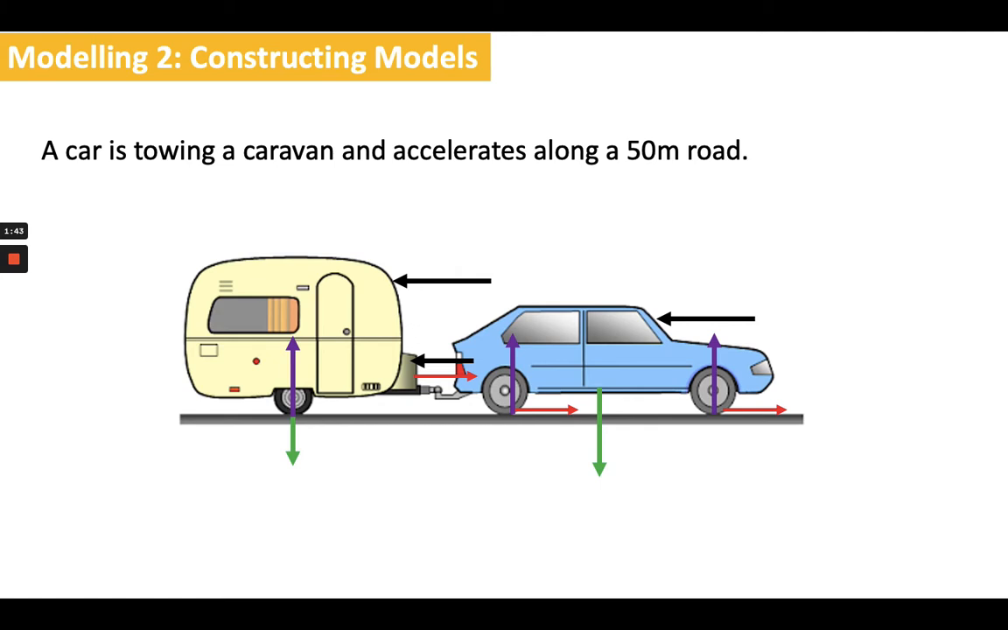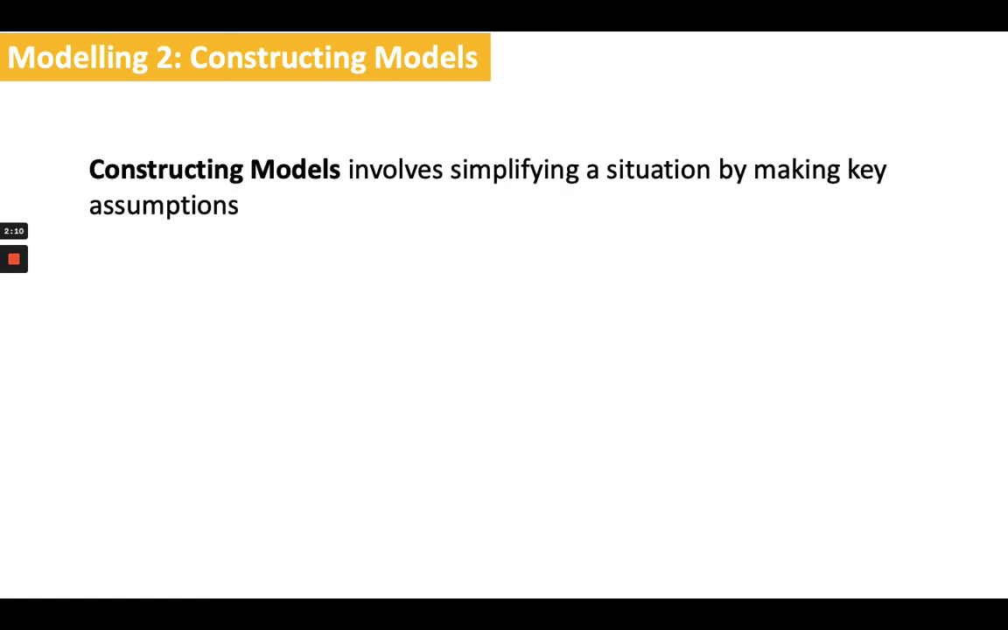Now, this isn't even everything that's happening. There's the engine power we could take account of. We look at the details, we could look at the way in which the wheels are turning, the inertial forces of the wheels. All of these things will have an influence on the motion of the car and the caravan. But what we're interested in is trying to model this situation to be able to make conclusions without the need for such complexity. So constructing models, as we mentioned last video, is about simplifying a situation, and we're going to make key assumptions to do that.